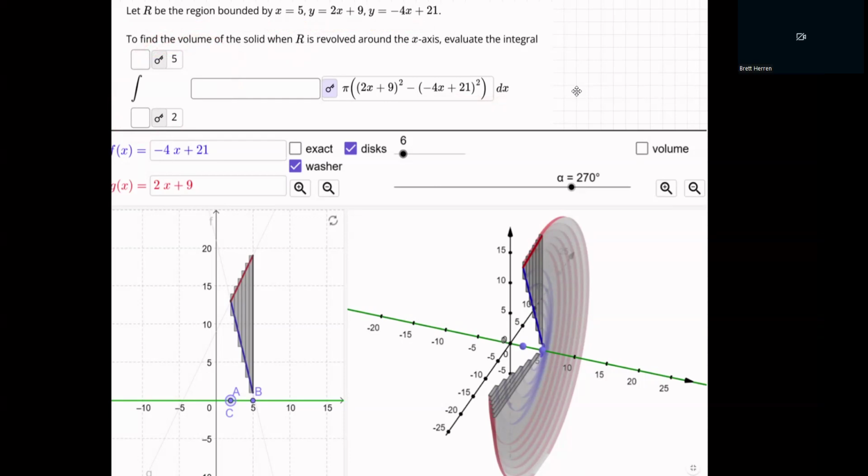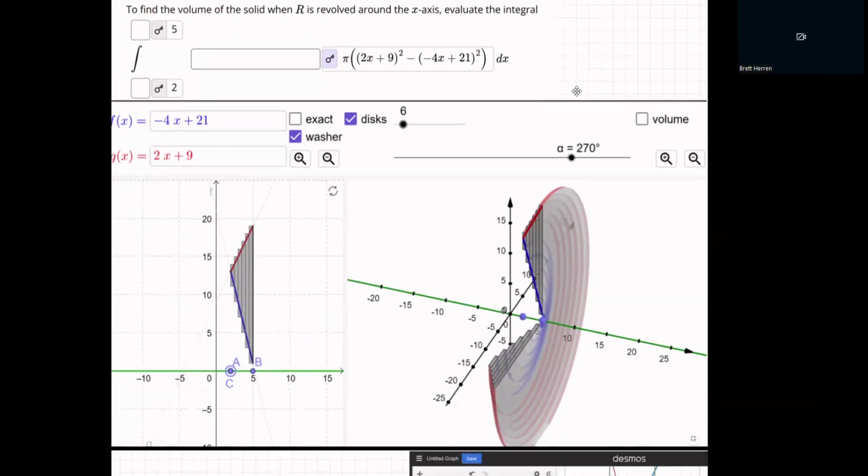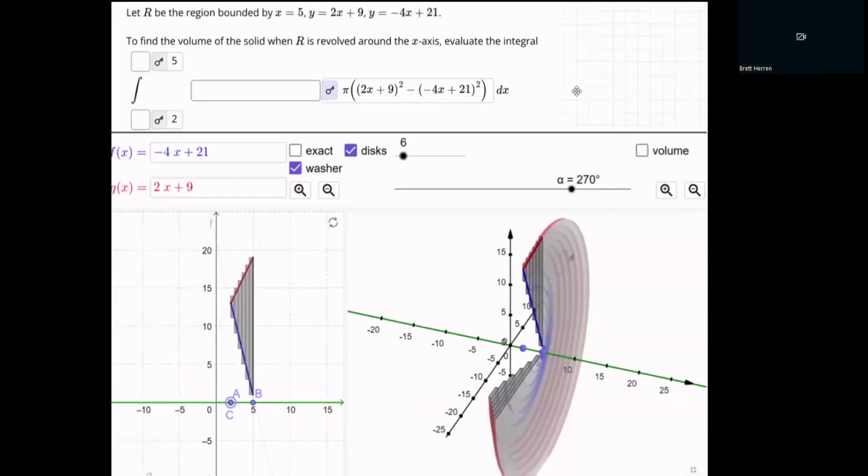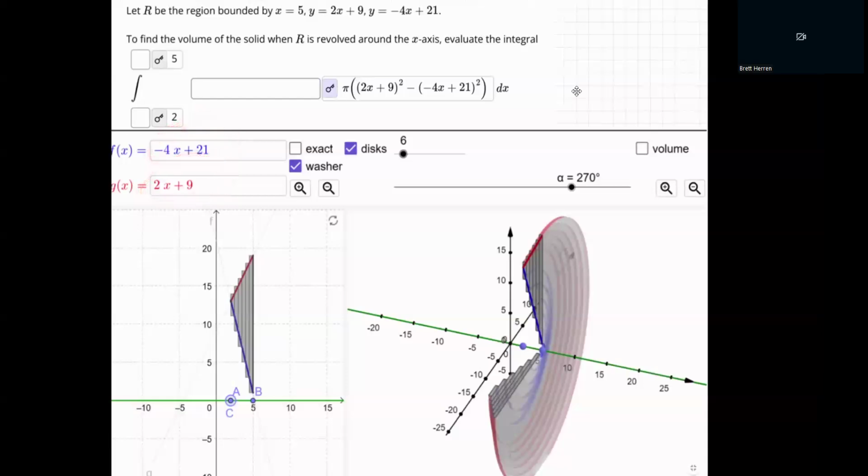Well, the deal is I've graphed it. I went to the graphing tools, and I put in this function and this function. So this is the G, which is 2x plus 9, and the other one, the blue one, is minus 4x plus 21.